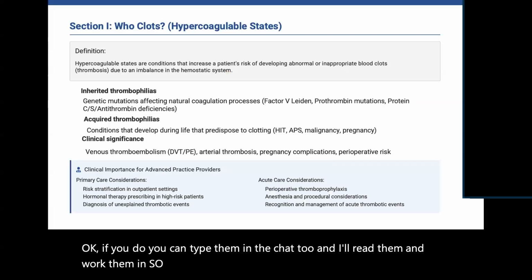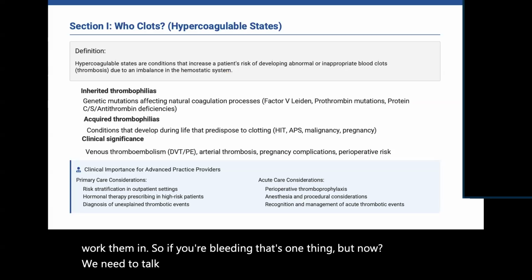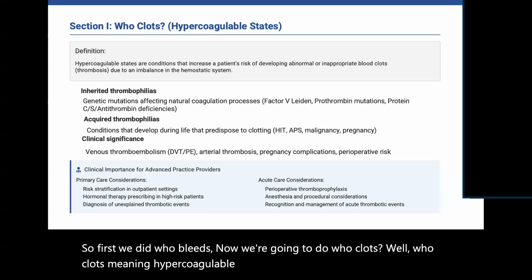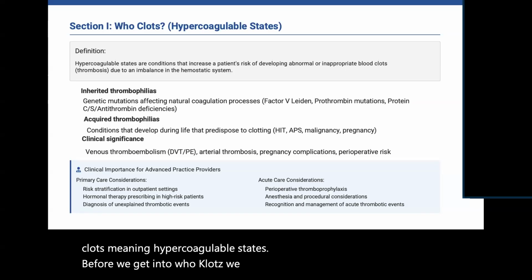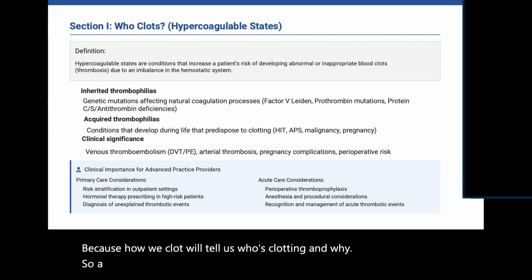So if you're bleeding, that's one thing. But now we need to talk about who clots. So first we did who bleeds. Now we're going to do who clots, meaning hypercoagulable states. Before we get into who clots, we probably should review how we clot, because how we clot will tell us who's clotting and why. So a normal clot forms in 3 coordinated steps.